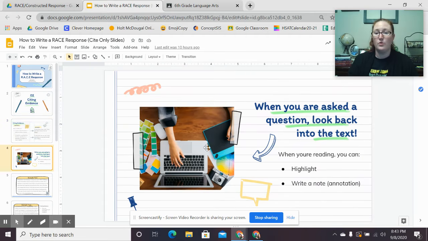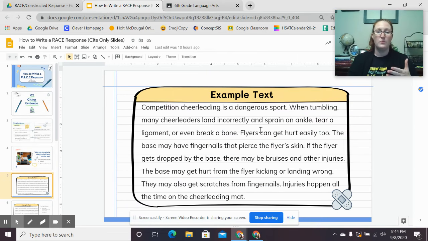When you are asked a question, you need to look back into the text so that you can answer it. One of the best ways to do that is to highlight. You are going to have some pieces of work to be working with, and I'm going to show you how to highlight within them in a couple weeks. We'll have a couple of different websites that we're going to use. But most of the time, when you're looking for evidence, the best way to make sure you know exactly where it is is to highlight.